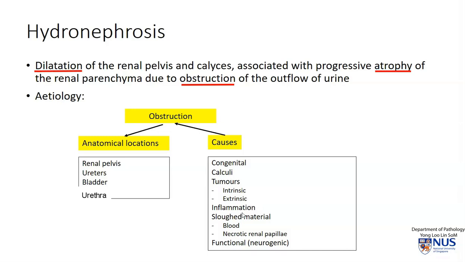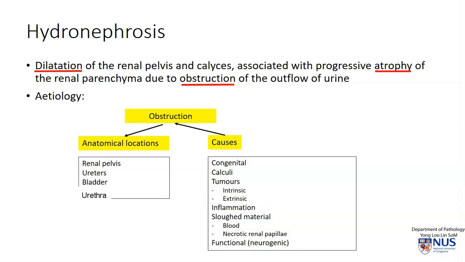Inflammation can also give rise to swelling, edema, and obstruction and strictures, and there can be sloughed material like blood or necrotic renal papillae, which can fall into the ureters and cause obstruction. And finally, there may also be functional causes of obstruction, such as neurogenic obstruction, perhaps as a result of spinal cord damage.